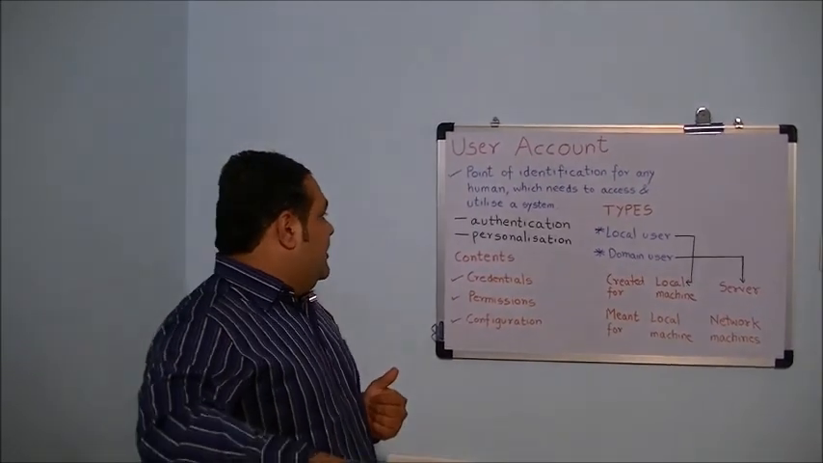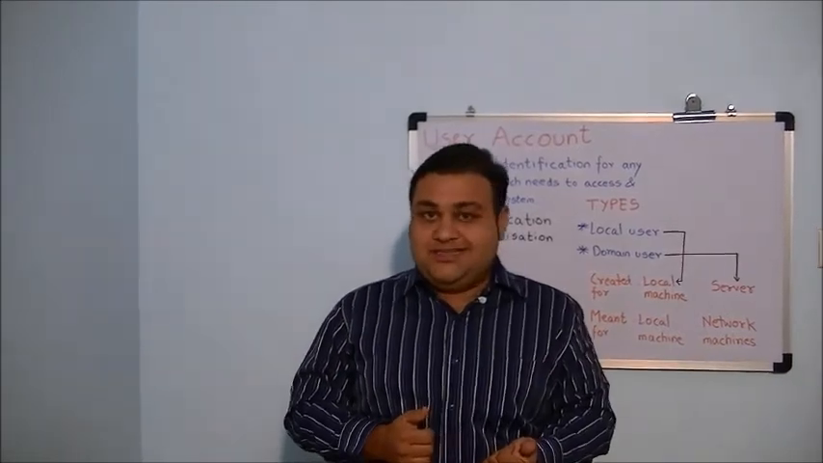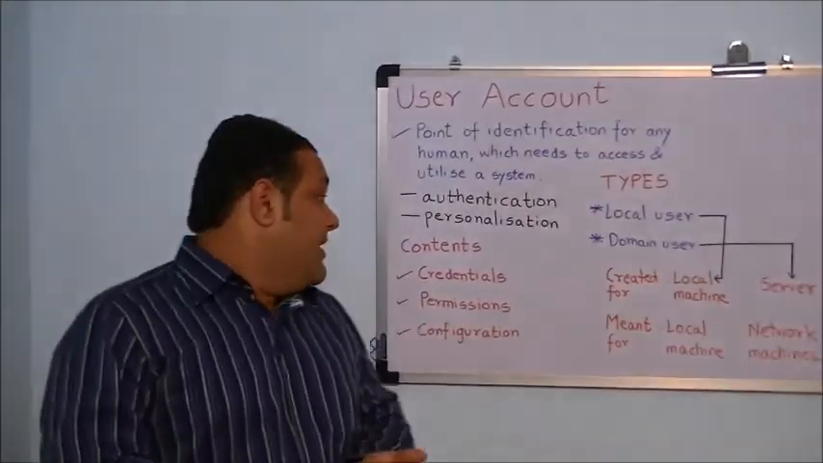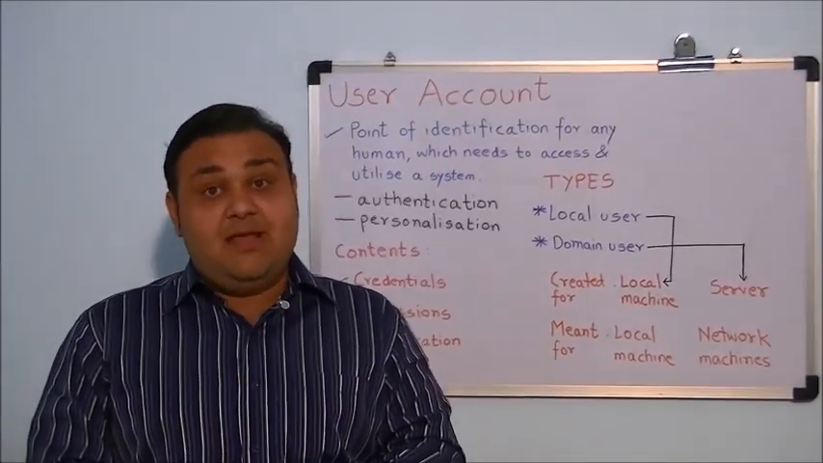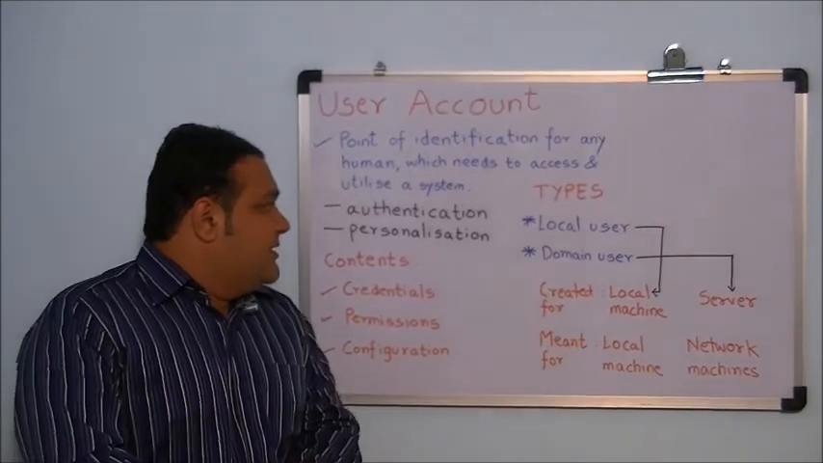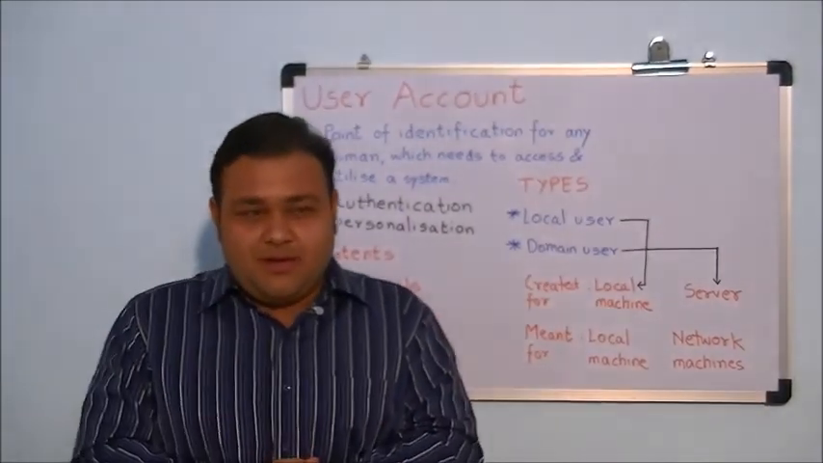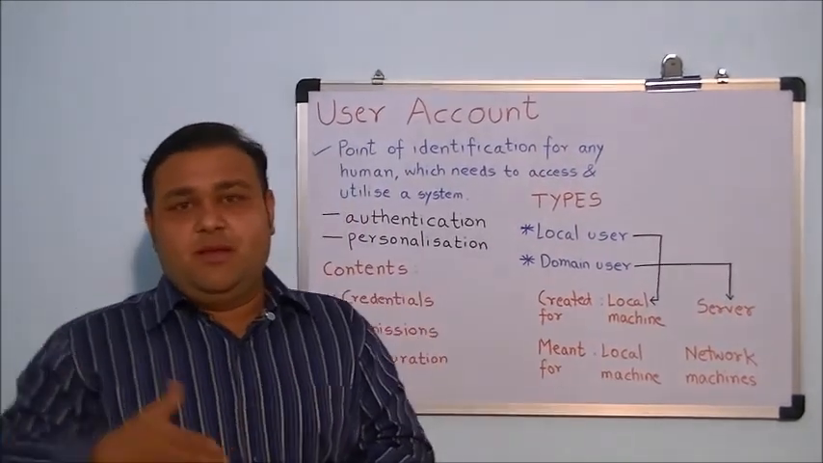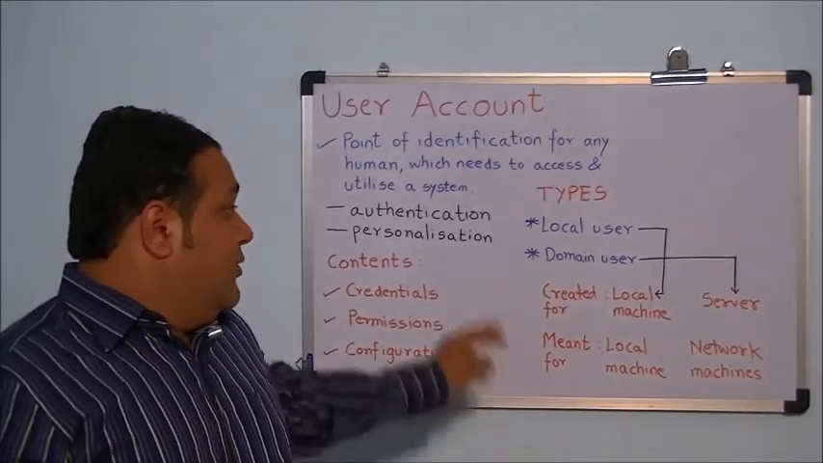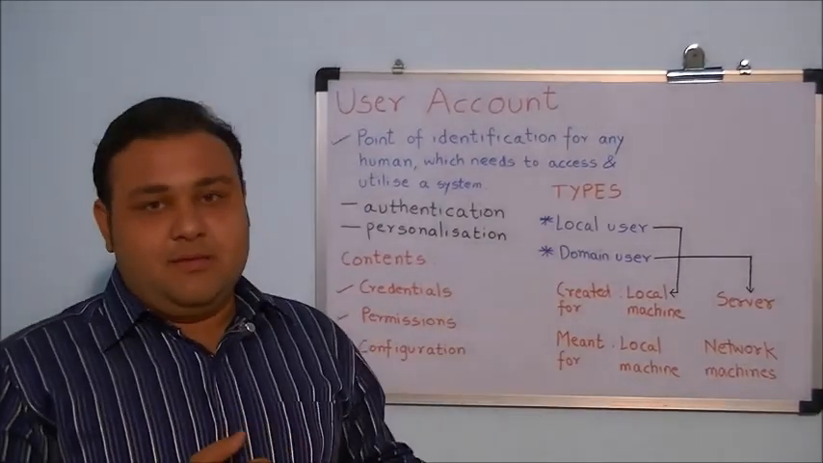Now if we talk about the contents, I believe that a user account majorly has three contents: the user credentials, that is username and password, then we have permissions and the configuration part. If you talk about the types, there are basically two types of user accounts. Now it's not only two types, there are a lot of types of user accounts which we'll be learning ahead. But right now, to understand this concept, we will see only two types of user accounts, because this is the first way we will segregate them.